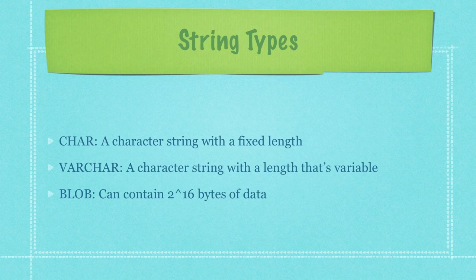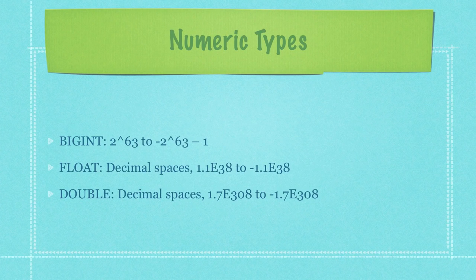Here are all the string types. You have characters, which is going to be a fixed length series of characters. Variable characters, which you saw that I used a lot when I created the last table, and it's going to have a variable length. Even though you put a number in there, that is just an estimate. And then you have blobs, which can be quite large. More numeric types, you have big integers. You can see there the minimum and maximums.